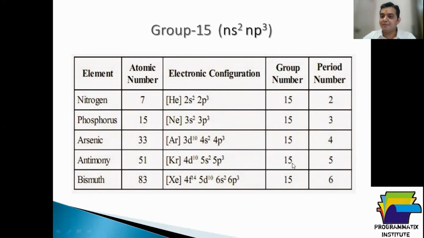And what is this group number, period number? You already know I am talking about the 15th group. So what is the period number? The last shell. You remember shell number is the period number. What was the last shell in my hand? 5. So the period number is 5. Simple. So from the configuration we can get the period number as well.